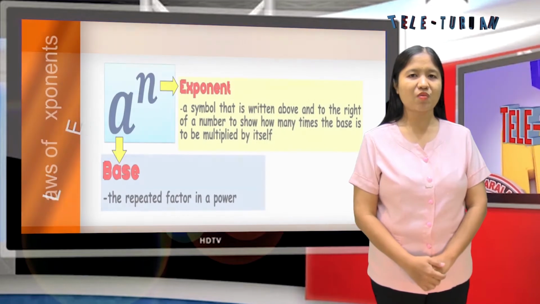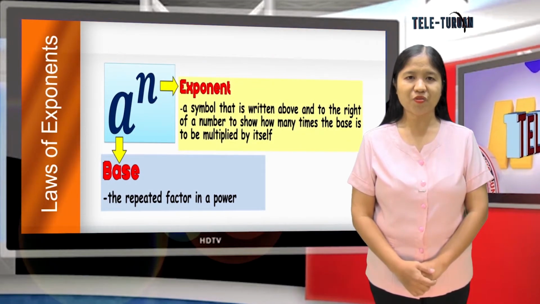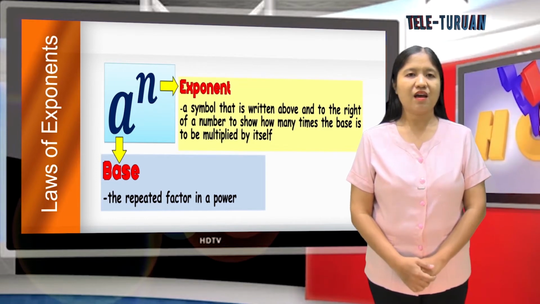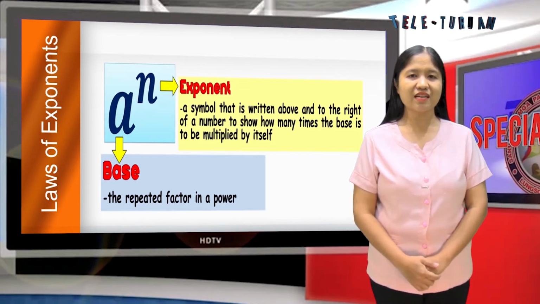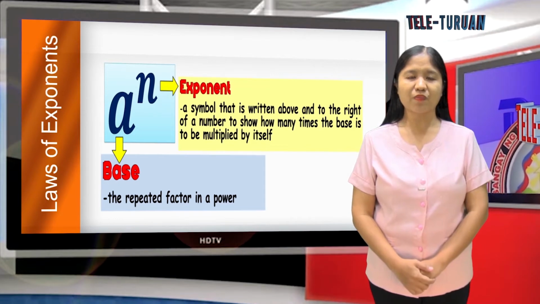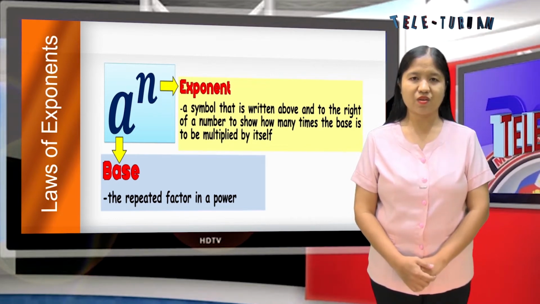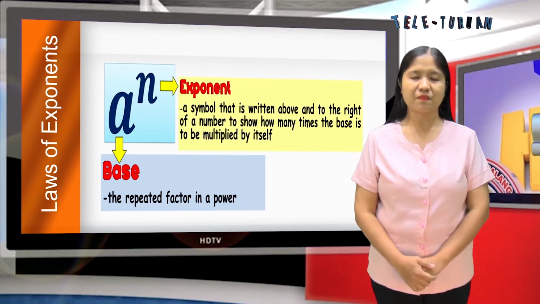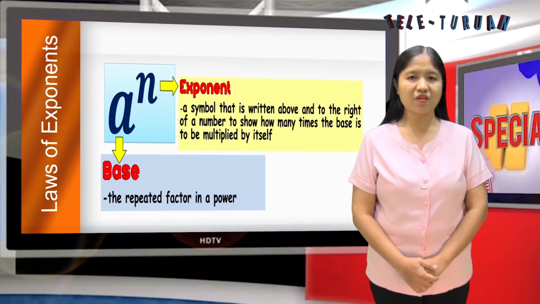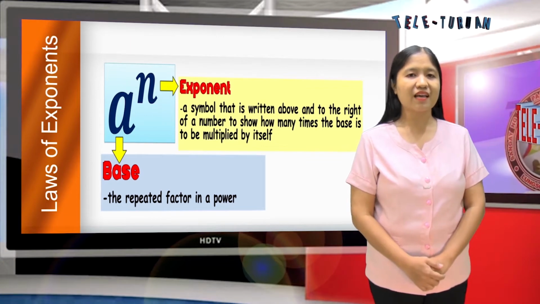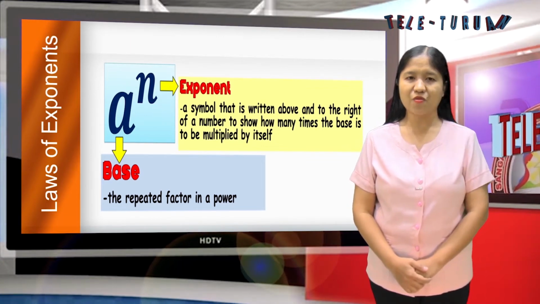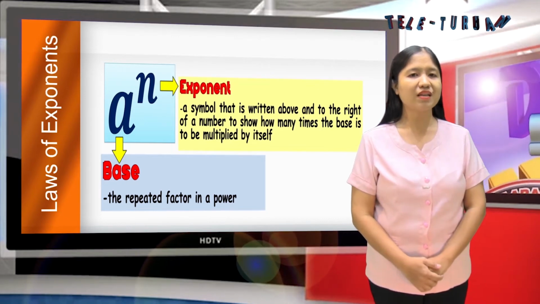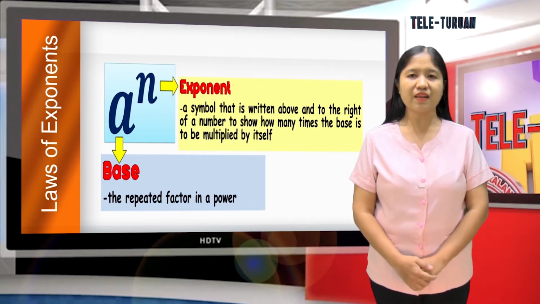Before we proceed to our discussion, let us recall first what an exponential expression is. An exponential expression is an expression written in the form a raised to n, where a is the base and n is the exponent. The base is a number or variable that is being multiplied repeatedly in the expanded form. The exponent is a value that specifies how many times the base will be multiplied by itself.